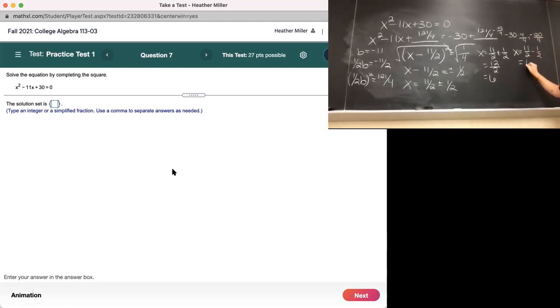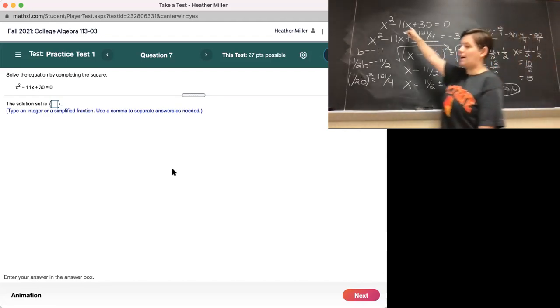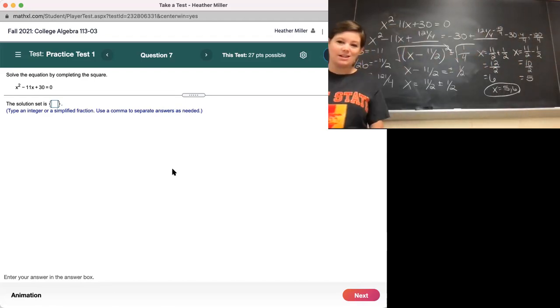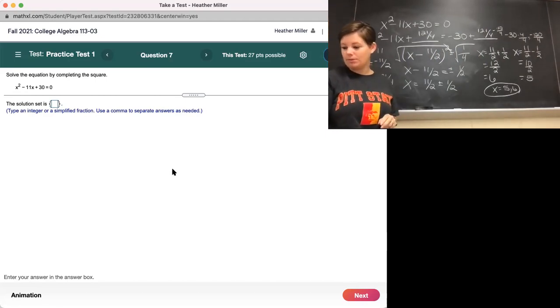So 11 minus 1 is 10/2, which equals 5. So in this case, x equals 5, 6, which you could have factored at the very beginning because it was a nice quadratic, but they wanted you to complete the square.